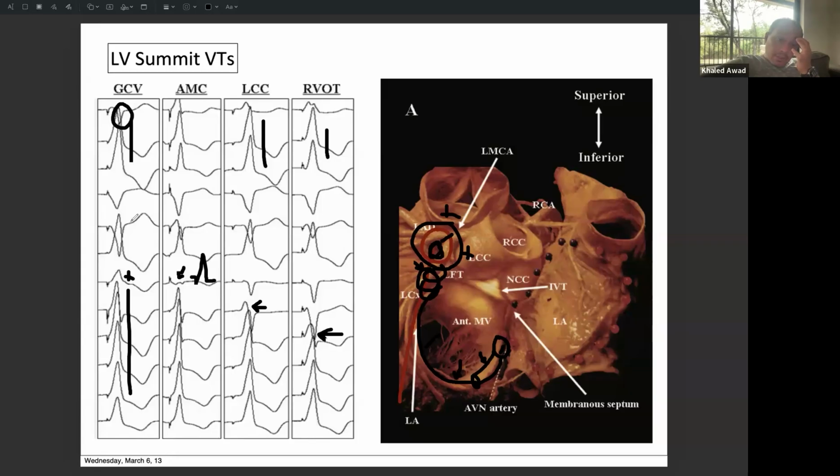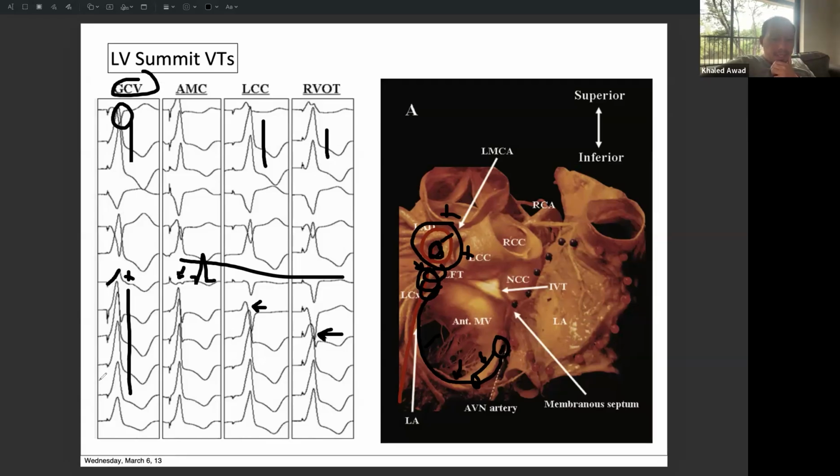And notice also something about this QRS here. It has delta waves. This QRS does not have delta waves. None of these three have delta waves, but this one has delta waves. Why? Because we're on the epicardium. When we are in the great cardiac vein, we're on the epicardium.